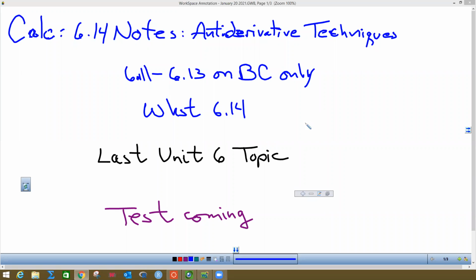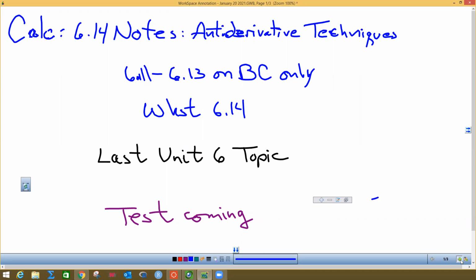All right, this is the last Unit 6 notes, at 6.14. You notice 6.11 through 6.13 we skipped because that's in BC, so we're not covering that. It's not on the test we're going to take in May. You need to do this worksheet 6.14. This is the last Unit 6 topic, and we're going to have a test, and I think it's going to be the first week of February is what it looks like right now.